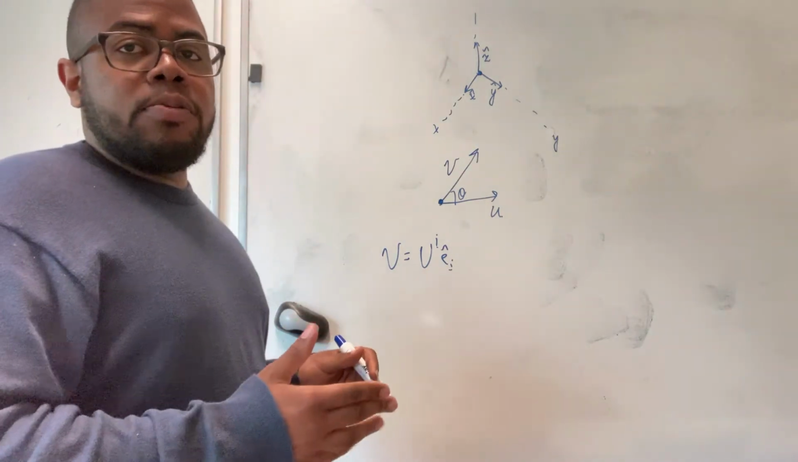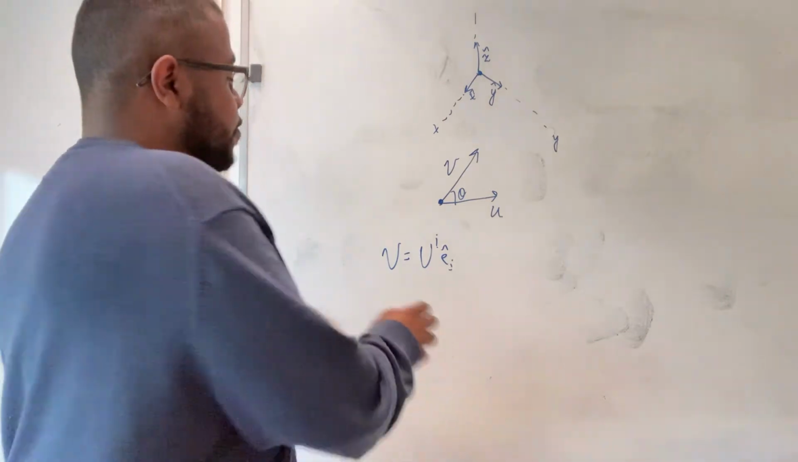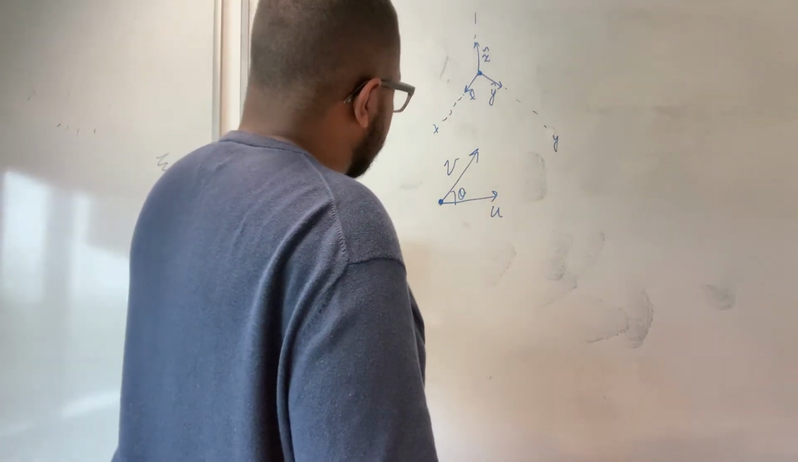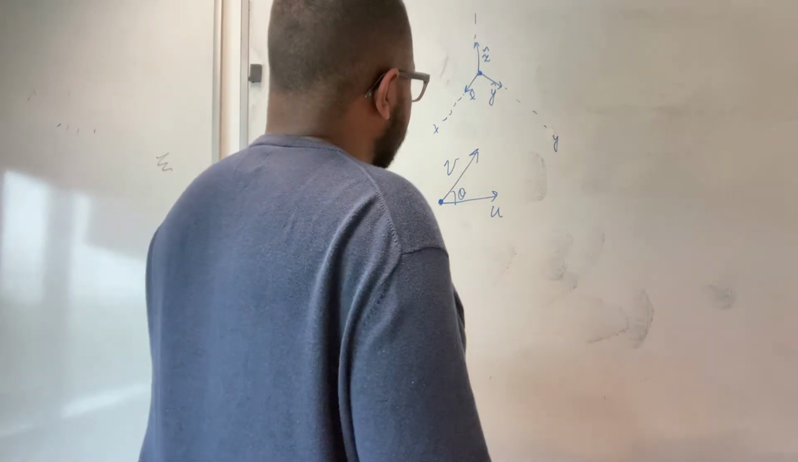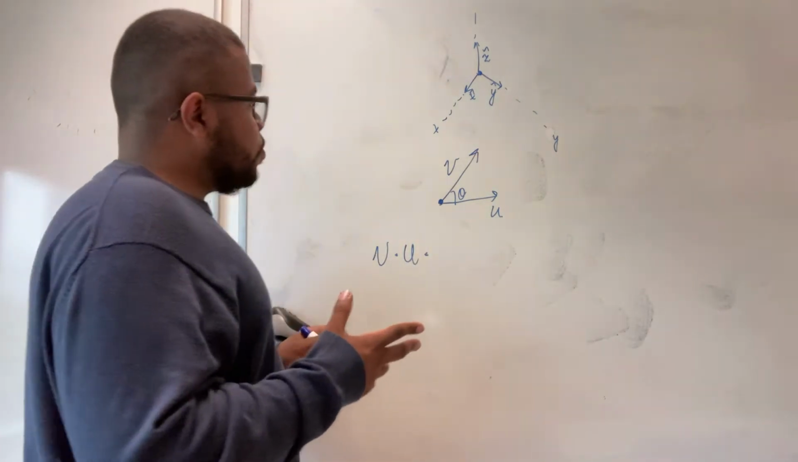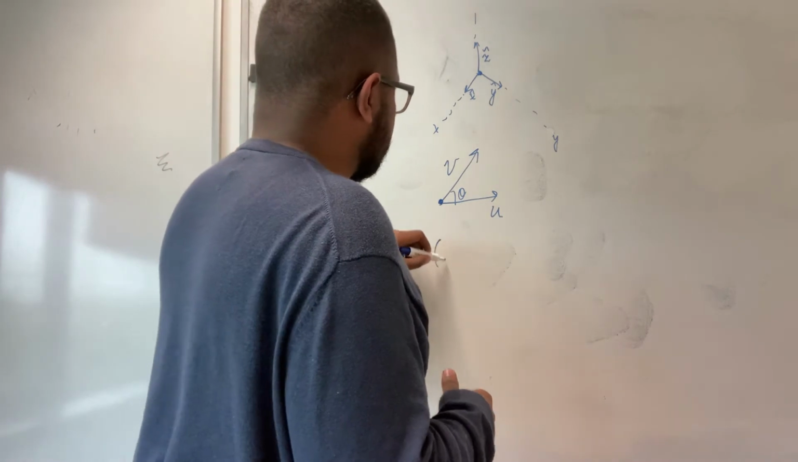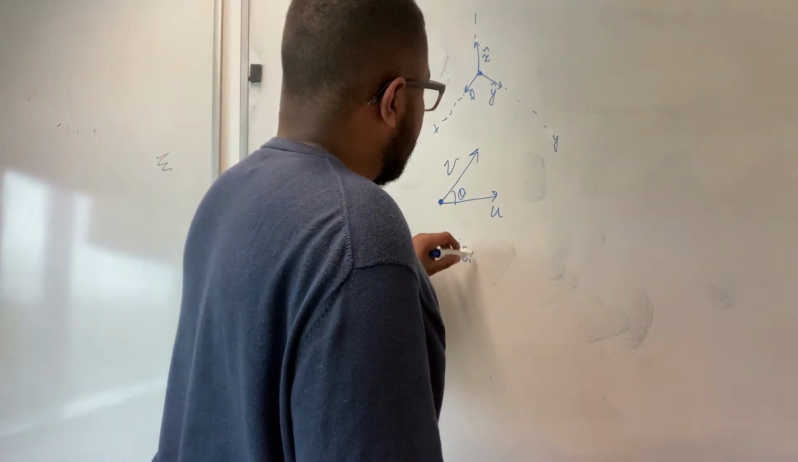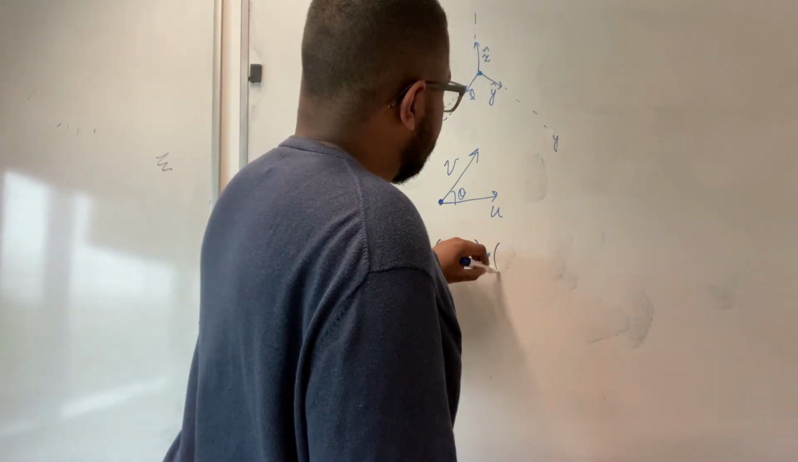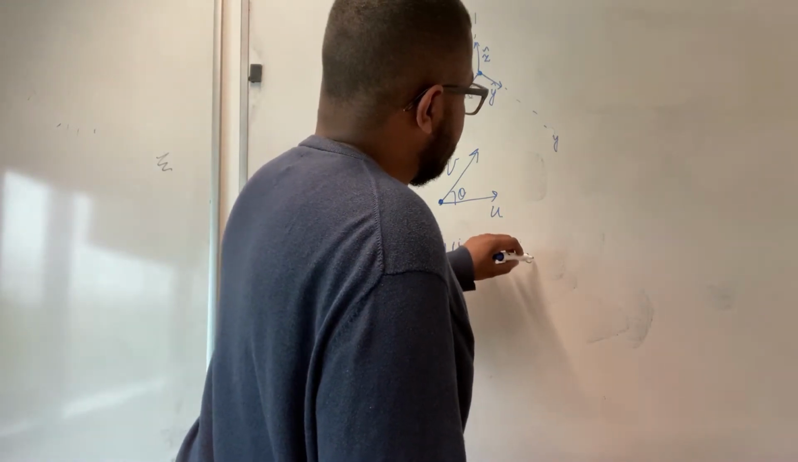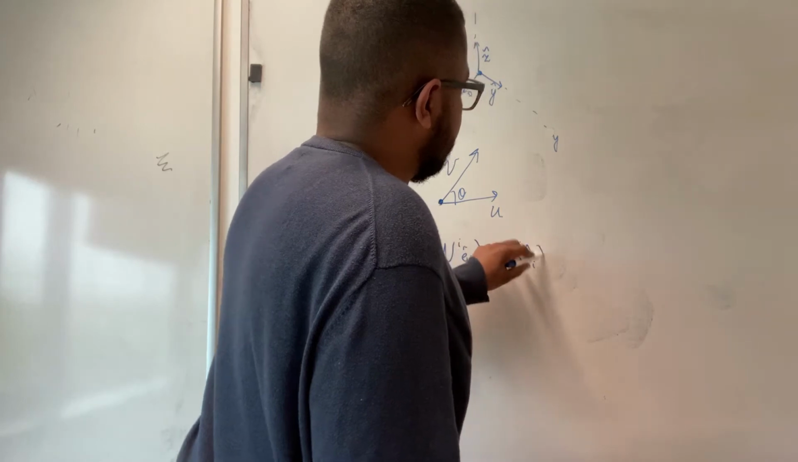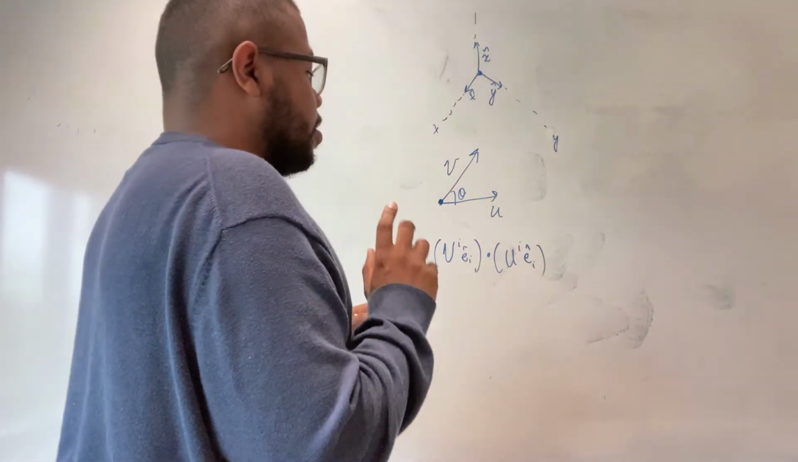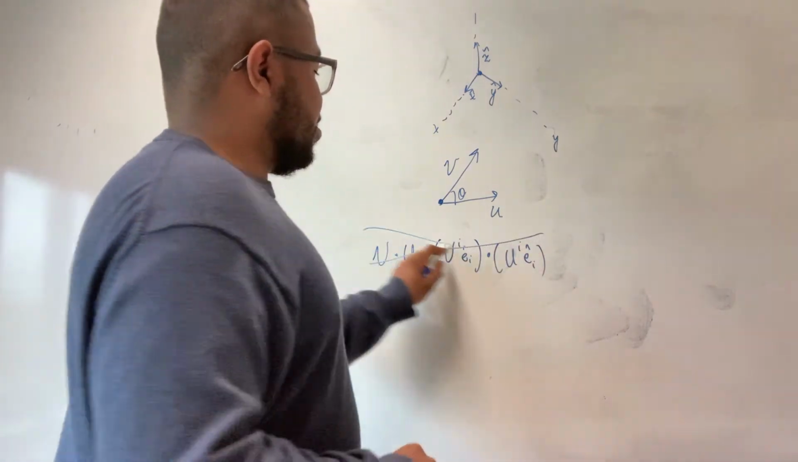Now, what if we wanted to do the dot product of two vectors? How would we do that in index notation? So we have v dot u. In essence, you would think that this would just be v_i e_i hat dot u_i e_i hat, right? This seems correct, but that is not exactly the case.